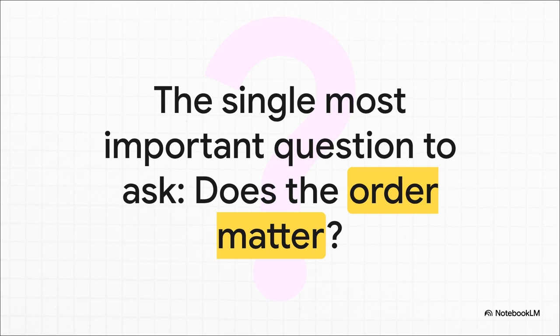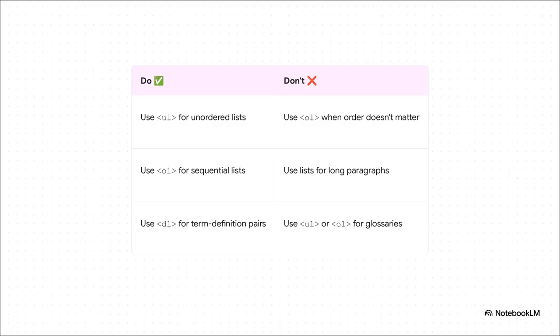The folks at MDN have this great rule of thumb. Just try reordering the items in your head. If changing the order messes up the meaning of the list, you absolutely need an ordered list, an OL. If it doesn't matter, an unordered UL is going to be your best friend. This really is the heart of it.